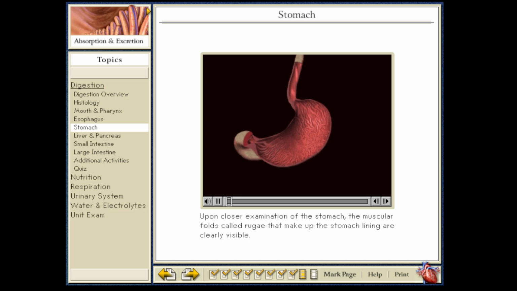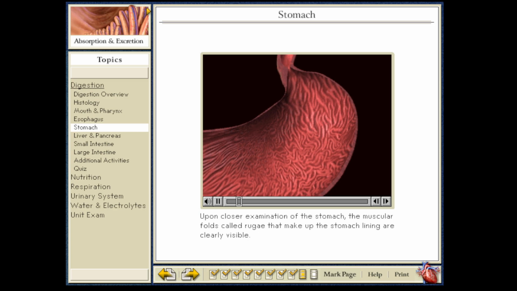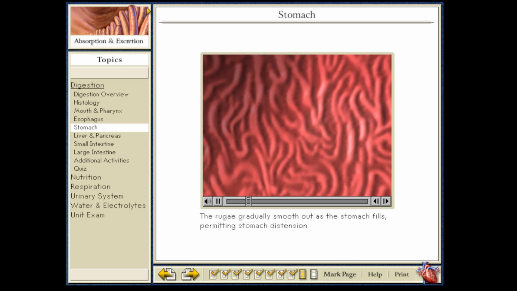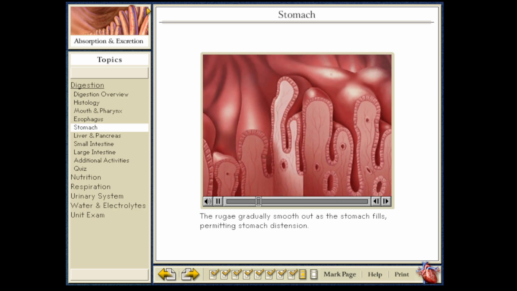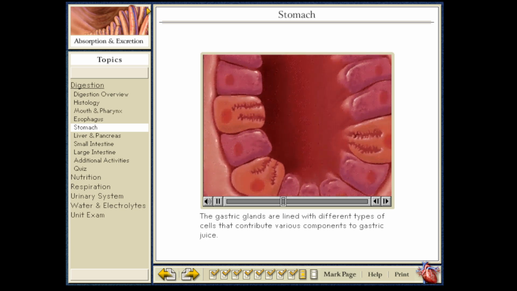Upon closer examination of the stomach, the muscular folds called rugae that make up the stomach lining are clearly visible. The rugae gradually smooth out as the stomach fills, permitting stomach distension. A cross-section of the stomach lining reveals that in between the rugae are gastric pits, which are the openings of the gastric glands. The gastric glands are lined with different types of cells that contribute various components to gastric juice.